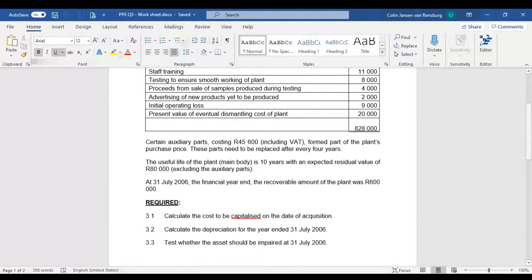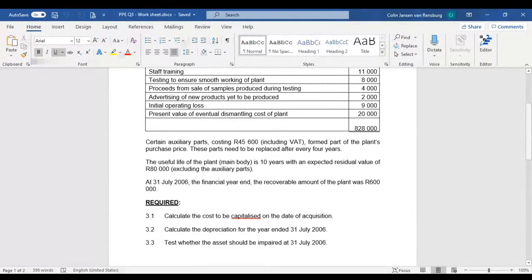Then 3.2 and 3.3, as I said at the beginning, if we have sufficient time, we're also going to start looking at depreciation and impairments, but otherwise we'll leave that till our next class. The second part: calculate the depreciation for the year ended 31st of July, which we might get to today or might not. And 3.3: test whether the asset should be impaired at the 31st of July 2006. I doubt we'll actually get there today, so 3.2 and 3.3 we'll do next time. But at least let us do 3.1. So now we've got to calculate the cost of the asset that needs to be capitalized.